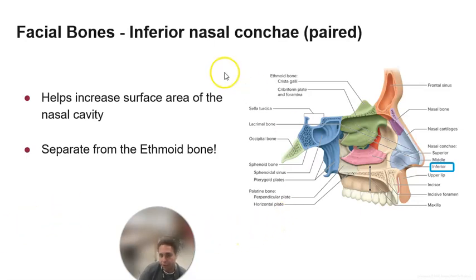Next, we have the inferior nasal concha. If we remember from the ethmoid bone, which had the superior nasal concha and the middle nasal concha, we have the inferior nasal concha. It's part of the facial bones, which is right here. Again, it also increases the surface area of the nasal cavity to allow for more smells and odors to get in.